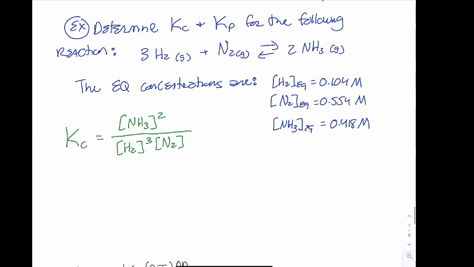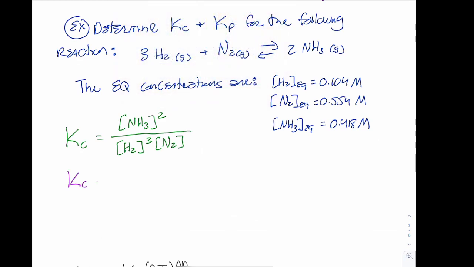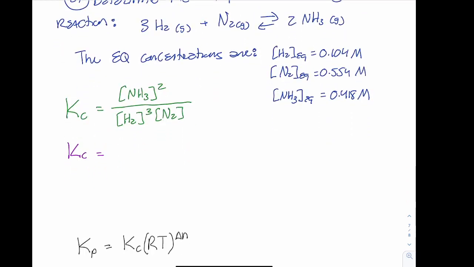Now that I have those, I'm going to plug my concentrations into that expression. So ammonia, 0.418, we do need to square that, over 0.104 cubed multiplied by 0.554. So I'm going to grab my calculator. I would highly recommend you do the same. If you have to hit pause, please do.